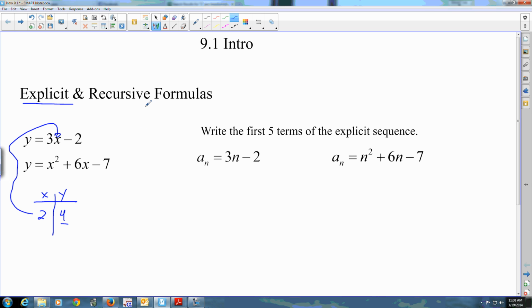Recursive will make more sense in a minute, so I'm not going to reference it right now. You're dealing with sequences and series. So an explicit sequence is a sequence of numbers. Say you have 3, 7, 11, 15, 19, and so on. The pattern continues. This is going to be the first term in the sequence, the second term, the third, the fourth, the fifth, and so on.